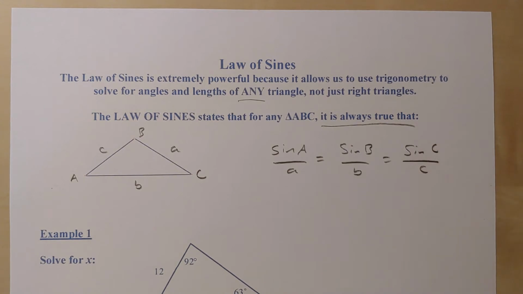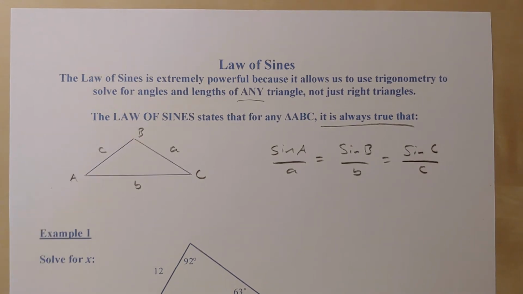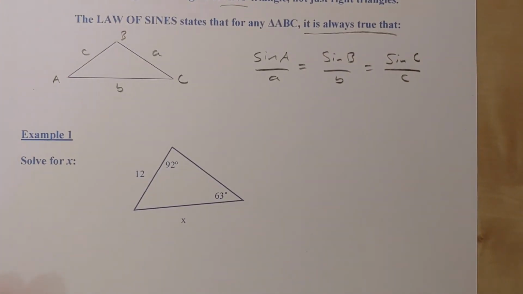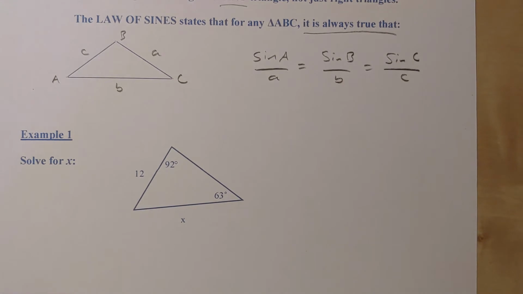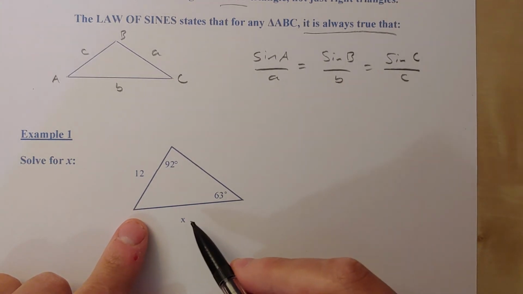So how does this work in an actual problem? Well, let's say we had a triangle like this. This is a non-right triangle. It's asking us to solve for x, this missing side. We're going to use the law of sines.